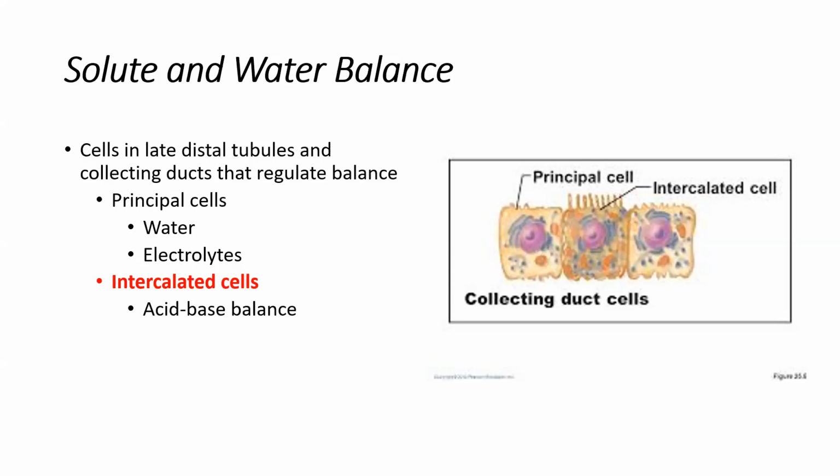So if I'm dehydrated, the distal parts of the tubule, under the influence of the hormones, will reabsorb more water. If I'm well hydrated, they'll reabsorb less water. And so that can be manipulated by the principal and the intercalated cells, the intercalated cells more so with the acid-base balance. So that's going to be the secretion of hydrogen ions as a part of balancing our acid base.